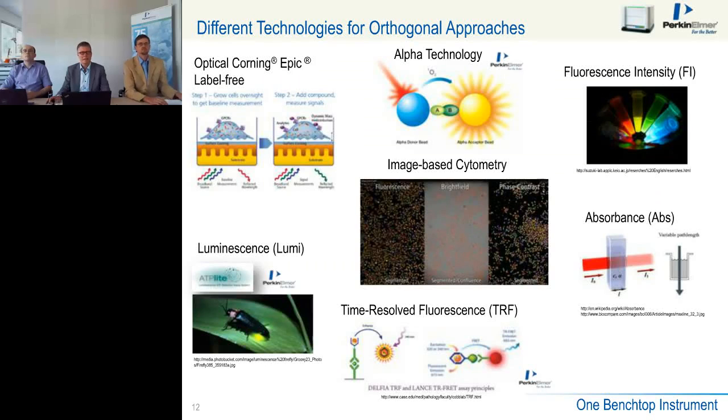And that enables you to run different kinds of assays. You can run our alpha assays on board. You can run different fluorescence assays, absorbance, LANCE or DELFIA assays, luminescence assays, and of course, Epic label-free assays. What is new now is image-based cytometry for fluorescence, bright field, and digital phase contrast.